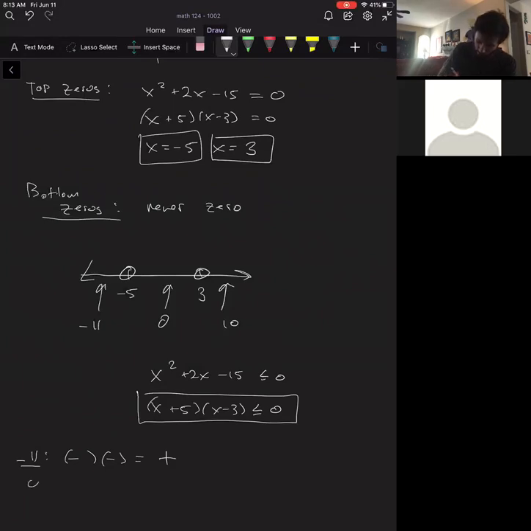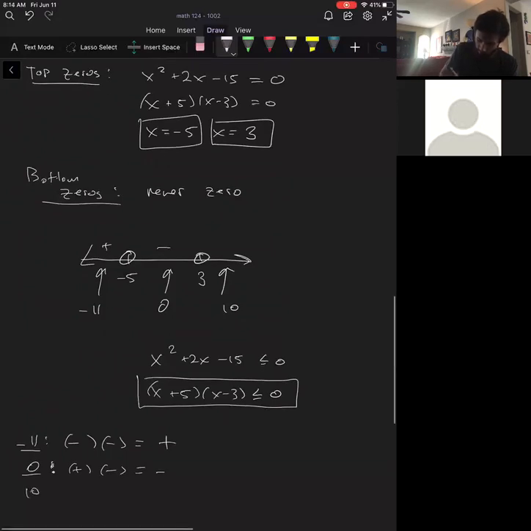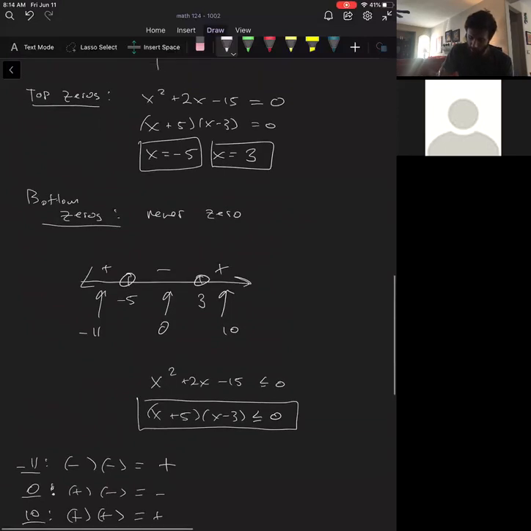Now the middle number was 0. If we plug 0 in, we will get a positive and then a negative, which is negative. Here's positive, here's negative. And if we plug in 10, 2 positives, which is positive. So what we're trying to solve here is, this is a strict sign. We're trying to solve this, less than 0. So less than 0 means, again, we want the negative sections. So the only negative piece we have up here is this middle part. So our answer for this problem is going to be -5 to +3.